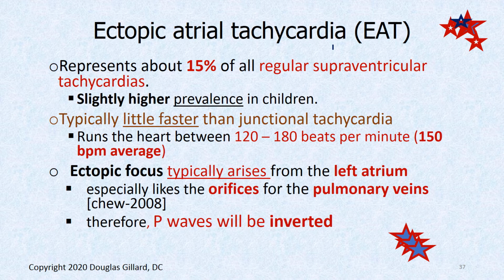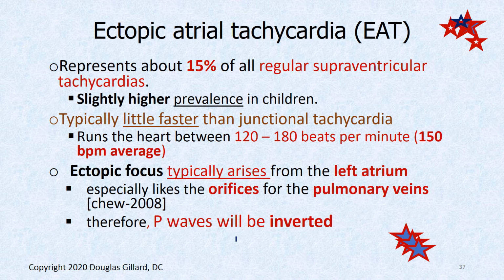The reason I keep saying atria and ventricles is because when we get to atrial fibrillation, the atria are running at a different speed than the ventricles. But so far, everything's running at the same speed. The ectopic foci that causes this, or ectopic focus is singular, usually arises from the left atrium. Specifically, it likes the pulmonary vein orifices, right? Remember, there are 4 pulmonary veins that come into the left atrium, and that's where it likes to come in.